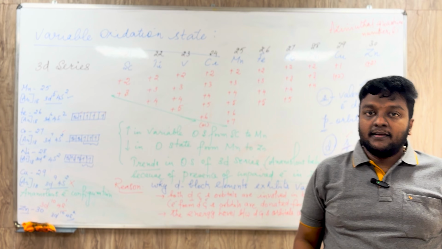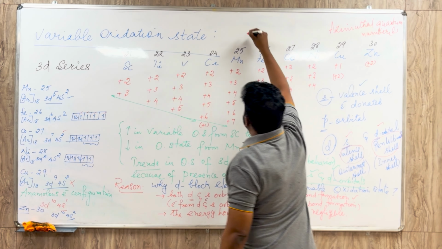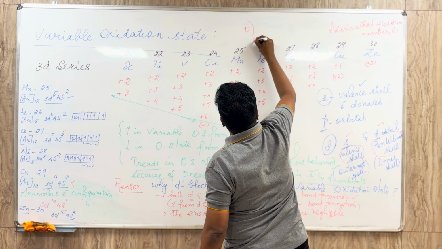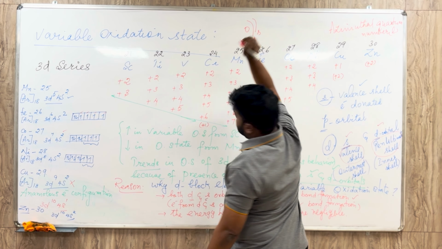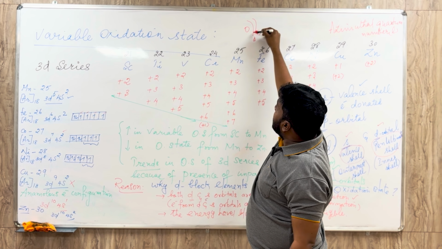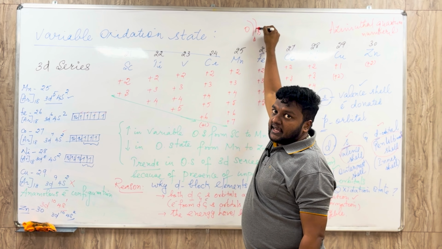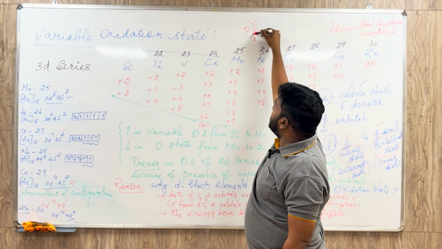So that means what? The energy difference between, see, this is the nucleus. Say for example, this is the d orbital and this is the s orbital. This is the penultimate shell, this is the valence shell. Obviously, s should be the outermost shell, isn't it? This is the inner orbital.